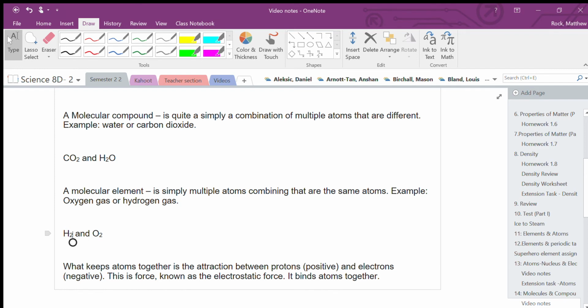So always when you see these words, break it back down to their meaning. If you see molecular compound, you know a molecule is multiple atoms. A compound is different atoms. So molecular compound: combination of multiple atoms that are different. A molecular element, once again, molecule, multiple atoms. An element, the same atom. It has the same atomic number, the same number of protons. It's the same element. So therefore, it's just multiple of the same element coming together.